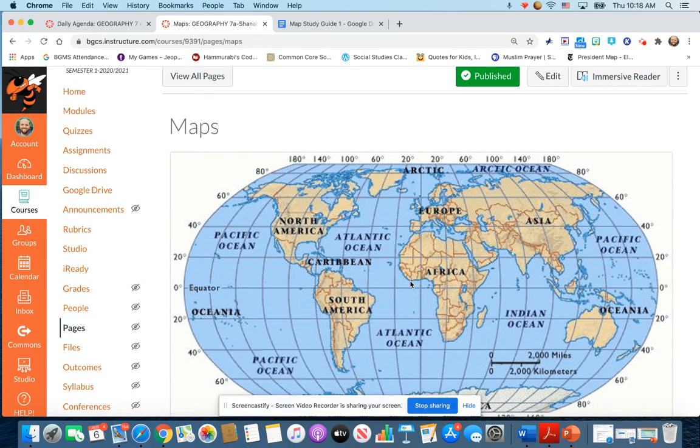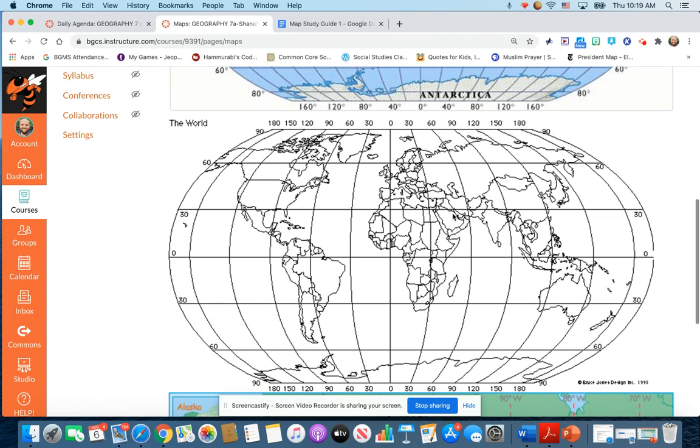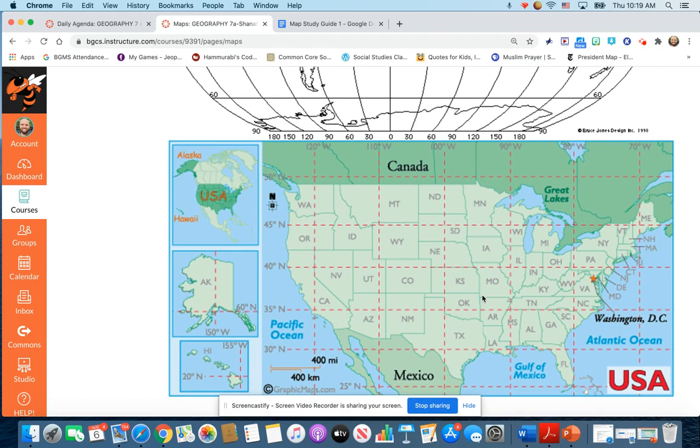Here we have a world map with continents and oceans on it. We have another world map that has the borders for all the different countries in the world. The names aren't there, so if you need help with the names, you can do a Google search. Then we have a United States map showing us the states.